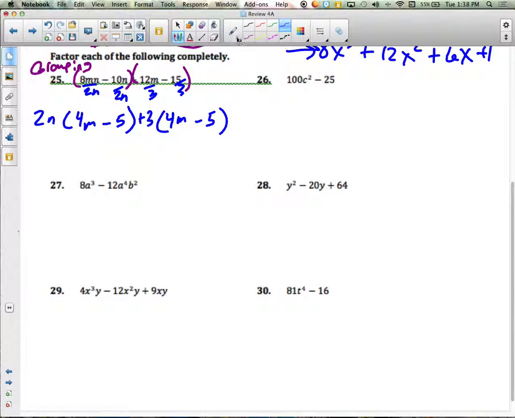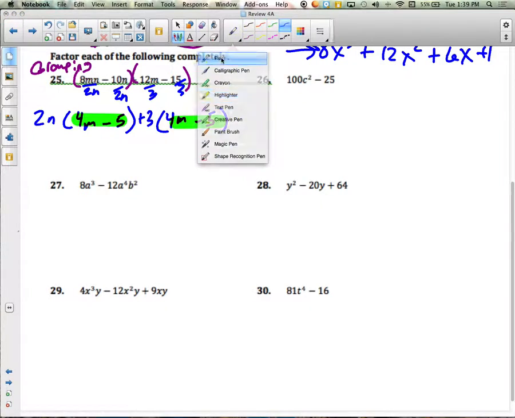Now, when you're factoring by grouping, you'll know you're doing this correctly if you have the same value in parentheses, which I have, 4m minus 5 in parentheses, so I know I'm on the right track. If you don't have the same value, then you're not doing something correctly. You need to go back and think it through again and see what you're doing wrong.